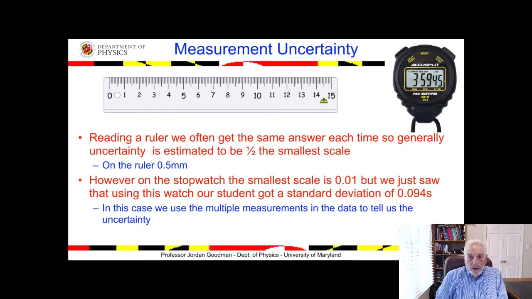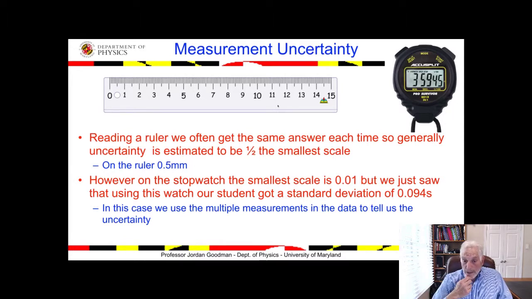So let's go back to the question of what is our uncertainty? When we read a ruler, we often get the same answer. So if we measure the length of something, we'll generally say, well, we got the same thing. Sometimes we'll get a little different, but we often get the same answer. So using the ruler, we generally assume the uncertainty is estimated to be half the smallest scale, which in this case is 0.5 millimeter on this ruler.